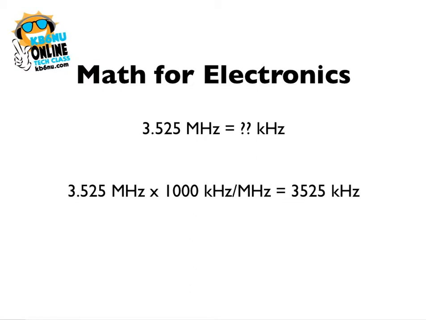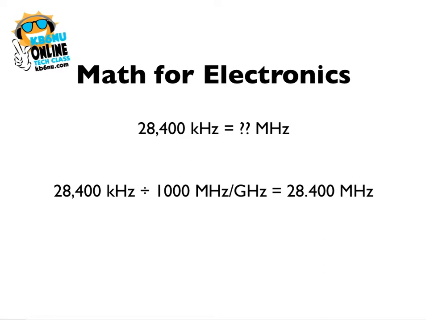Question: if the frequency readout calibrated in megahertz shows a reading of 3.525 megahertz, what would it show if it were calibrated in kilohertz? Answer: 3,525 kilohertz. This question is about how many kilohertz is 3.525 megahertz. Since there are 1,000 kilohertz per megahertz, the number of kilohertz is 3.525 times 1,000, or 3,525 kilohertz.